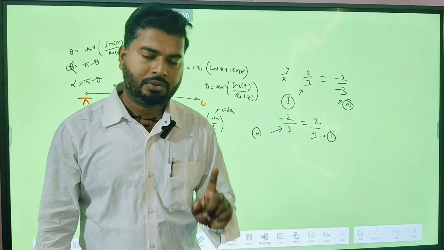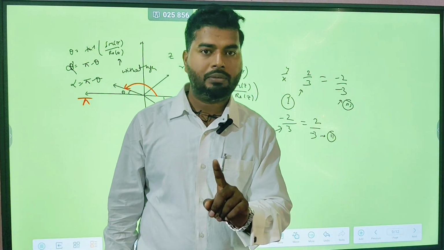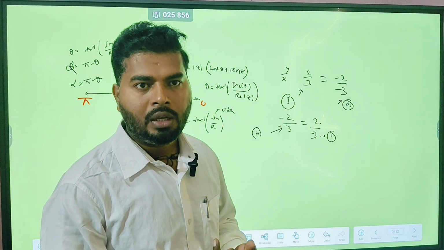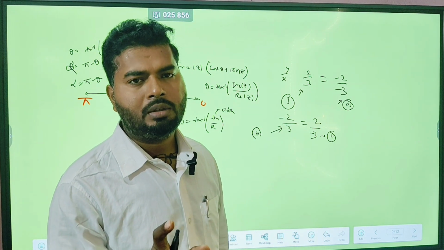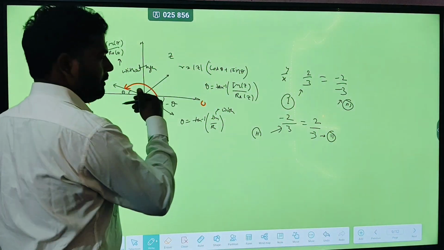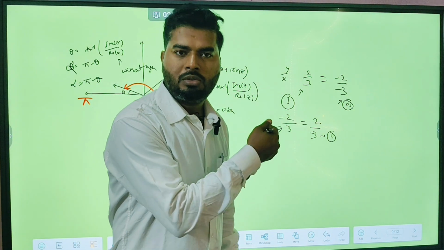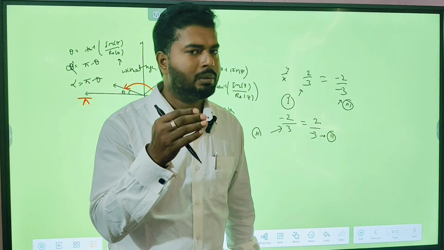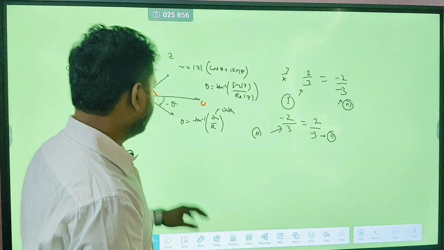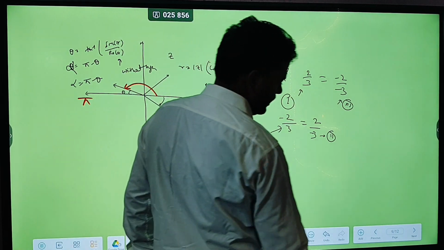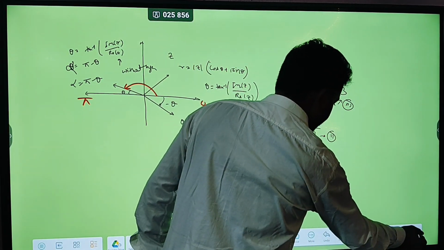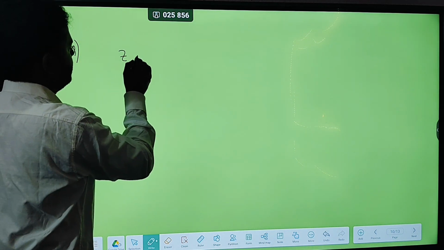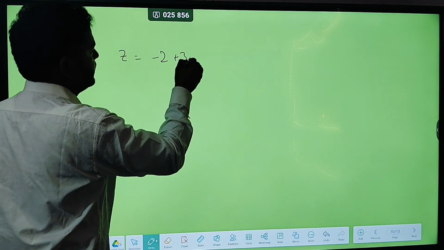You just put the sign for the first and fourth quadrants, but for the second and third, you first calculate the argument by taking just the values, you don't put the sign. Let's say, I will do some questions also. When it's minus 2 plus 3 iota, you just calculate 3 by 2, not 3 by minus 2, for these two quadrants. Okay, so let's do one question.